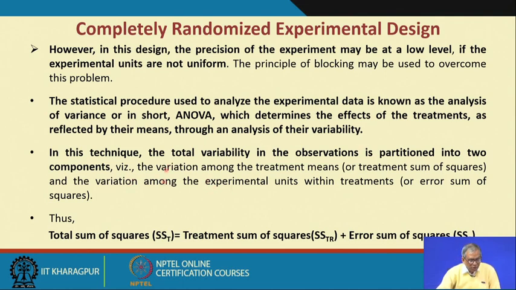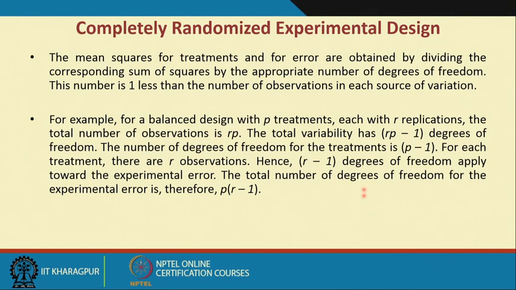In this technique, the total variability in the observations is partitioned into two components: variation among the treatment means, or the treatment sum of squares, and the variation among the experimental units within treatments, that is the error sum of squares. So, two terms we use: the treatment sum of squares and the error sum of squares. The total sum of squares, SST, is equal to the treatment sum of squares, SSTR, plus the error sum of squares, SSE. This is the relationship.